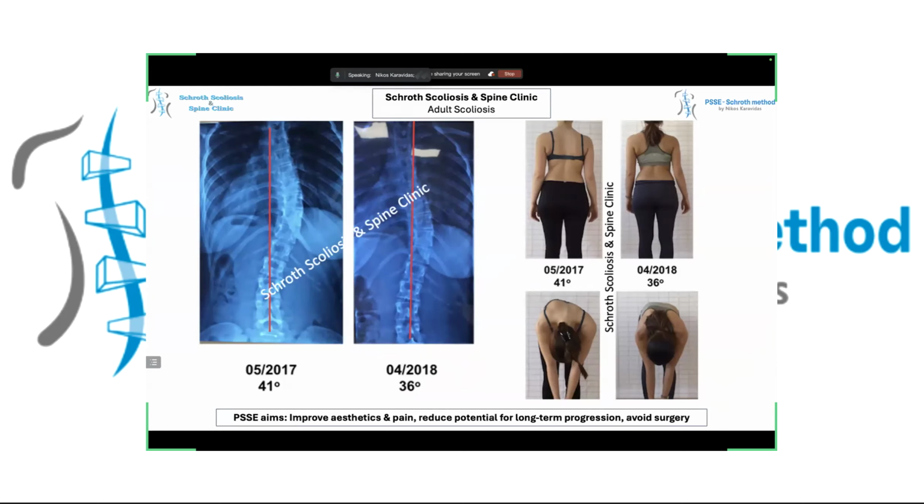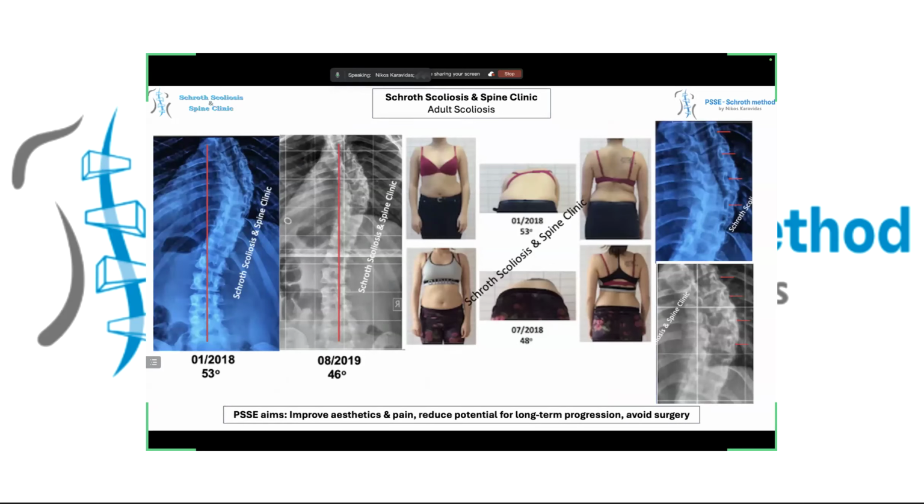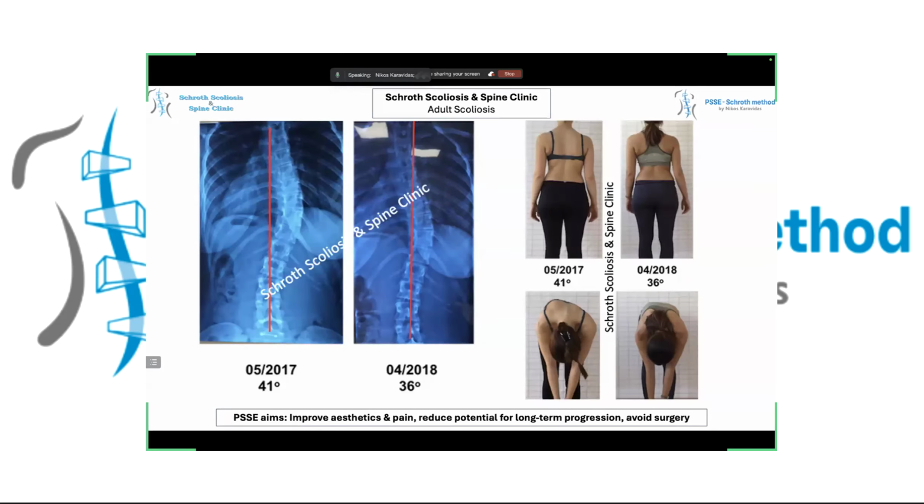Another category that you can work only with exercises is adult scoliosis, because in adults, we don't have brace indication. This was a lady with a right thoracic scoliosis of 41 degrees. We went down to 36 and look at the improvement that we got on the trunk rotation, on the clinical aspect of the body symmetry for her.